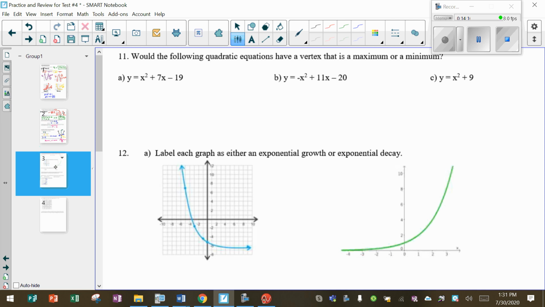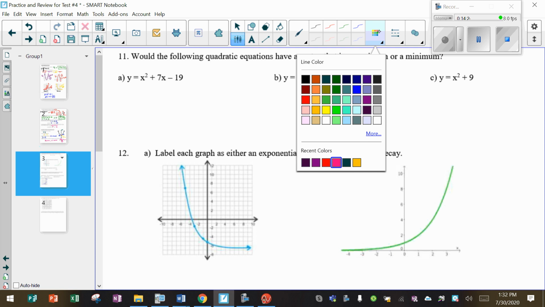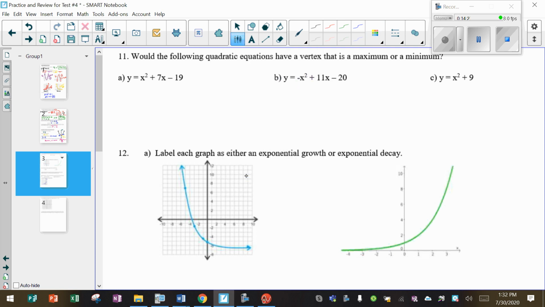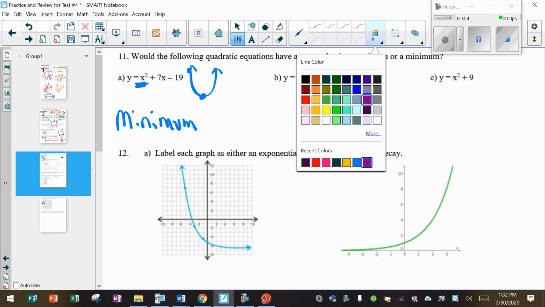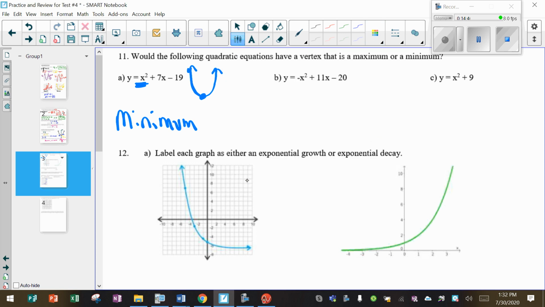Alright, which of the following quadratic equations have a vertex that is a maximum or a minimum? Based on what I just talked about, looking at the very first equation, is the x squared positive or negative? X squared is positive. That means our graph will open upwards, and the vertex is a minimum. Next one. X squared is negative, so it's a frowny face. Oh, poor sad parabola. That means the vertex is a maximum.